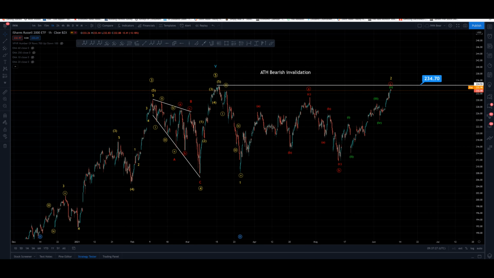And that's the way I see the Elliott wave counts at the moment. Like I said, this one's likely to get invalidated very soon. Pre-market, as I speak to you, is trading at 232.98, which is slightly below the invalidation point. So this is still a bearish count.